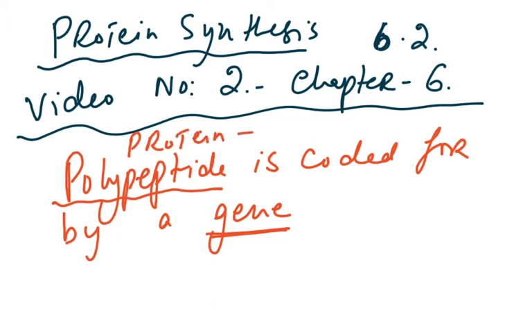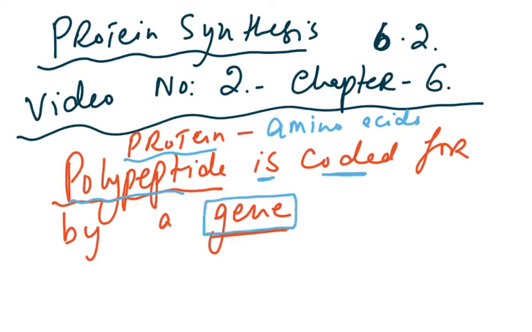Now what are proteins made up of? They're made up of amino acids. So we say the polypeptide or a protein is coded for. Now where do we find the recipe to make a protein molecule? That recipe, which is present in the DNA, is called a gene. So a polypeptide is coded for by a gene.